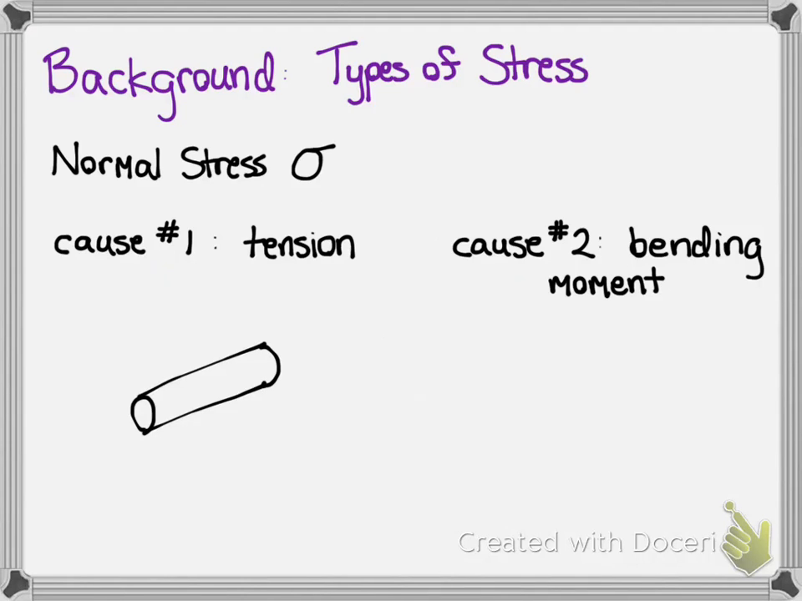I can represent tension by taking a beam and subjecting it to an axial force of magnitude N. The normal stress caused by N is given by sigma equals N over A, where A is the cross-sectional area of that beam. The second cause of normal stress is a bending moment.